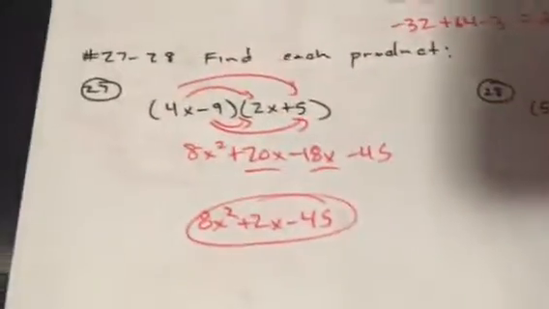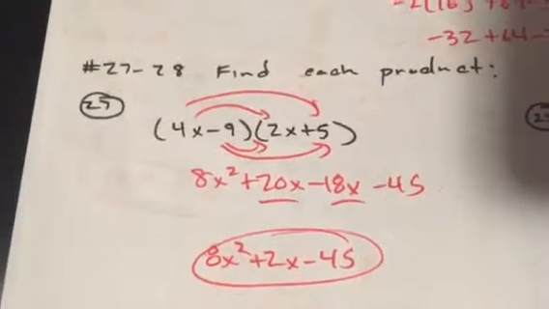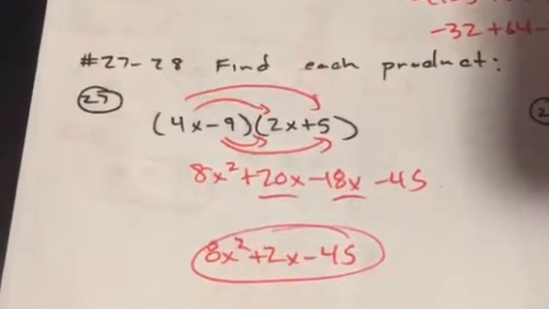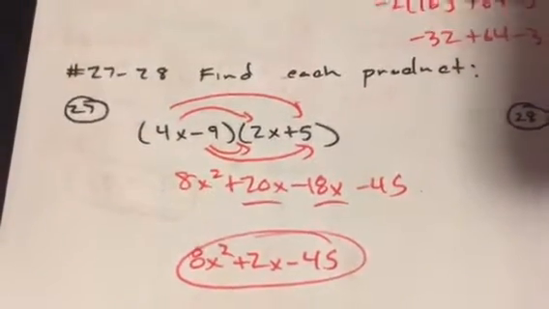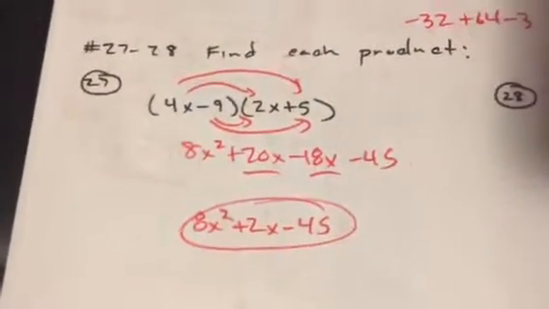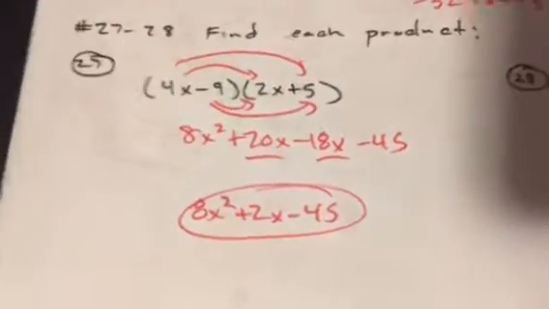Guys, 27 and 28, you just FOIL, first, outer, inner, last. 4x times 2x gives you that. It's 8x squared. 4x times 5 is 20x. Negative 9 times 2x is negative 18x. Negative 9 times 5 is negative 45. Combine the x's, you get 8x squared plus 2x minus 45.